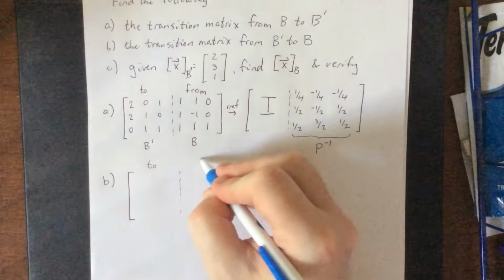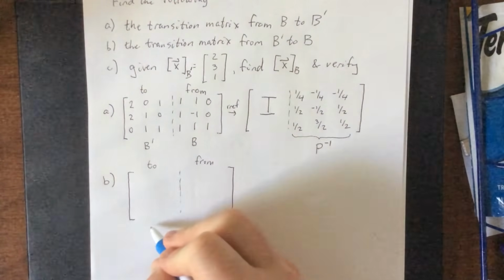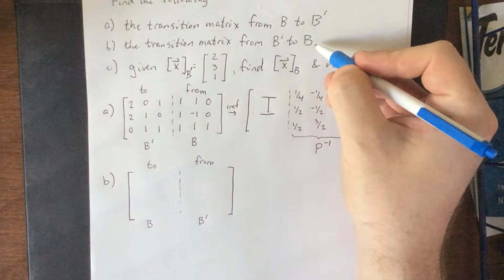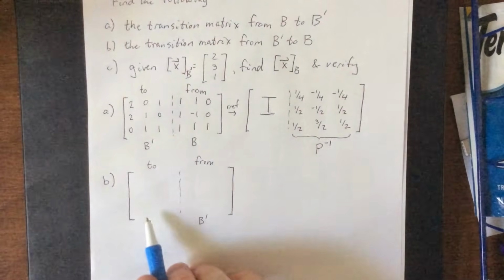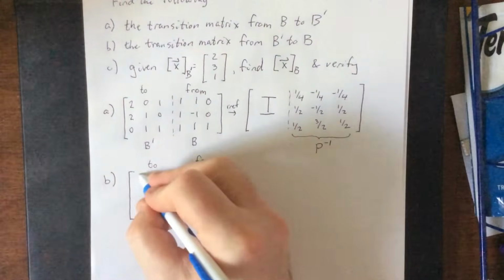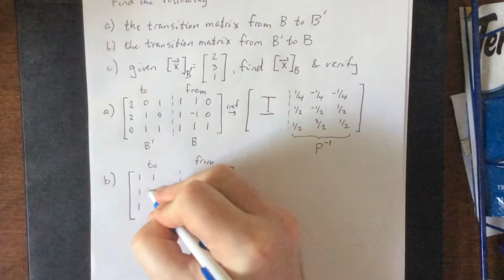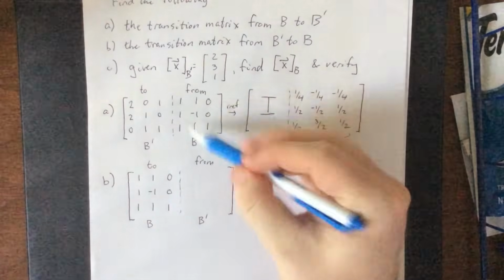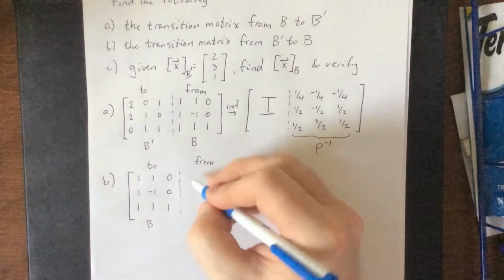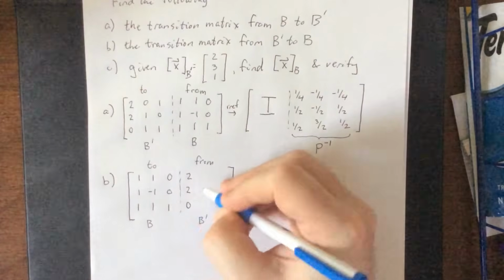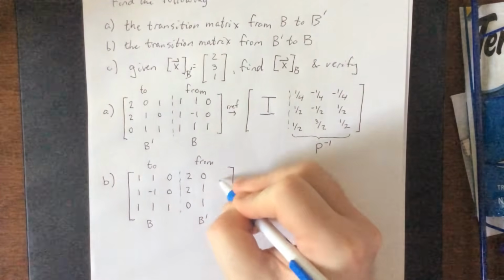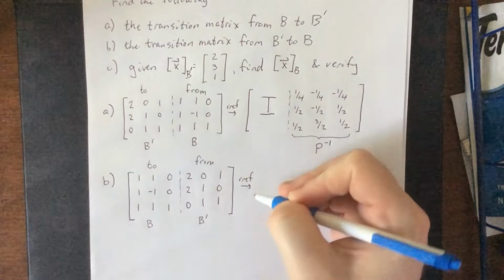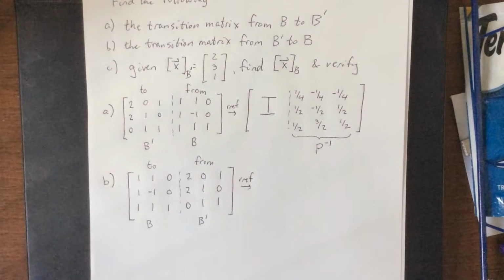To goes on the left, from goes on the right. This time we are going to B from B prime, as was prescribed right here. So once again we'll load these vectors. This was 1, 1, 1, 1, -1, 1, and 0, 0, 1, same as what we had for the augment for the previous problem. And then coming from 2, 2, 0, 0, 1, 1, 1, 0, 1. Once again, for this 3x6 matrix, we'll be taking this down to reduced row echelon form.